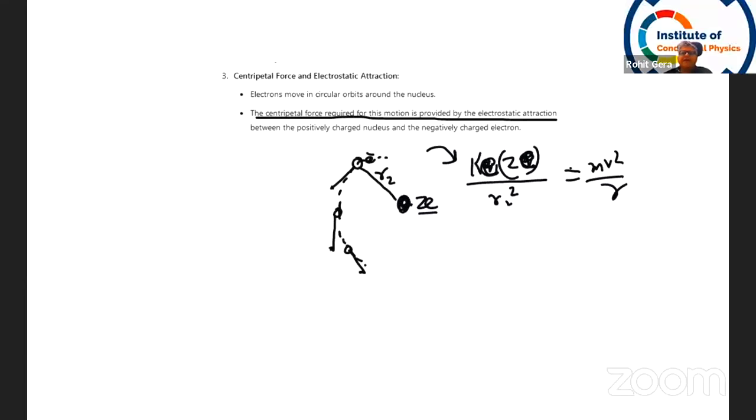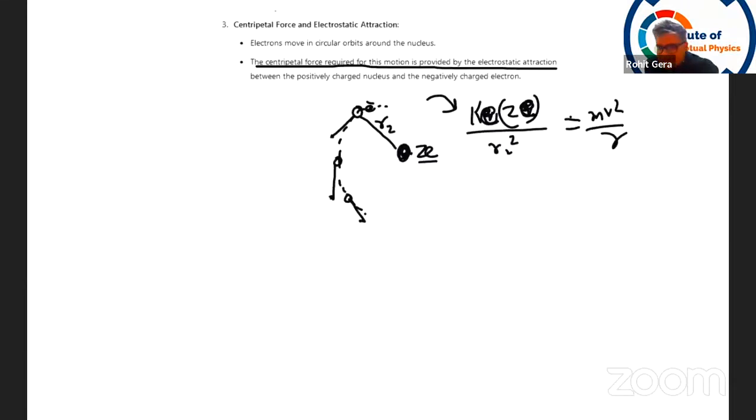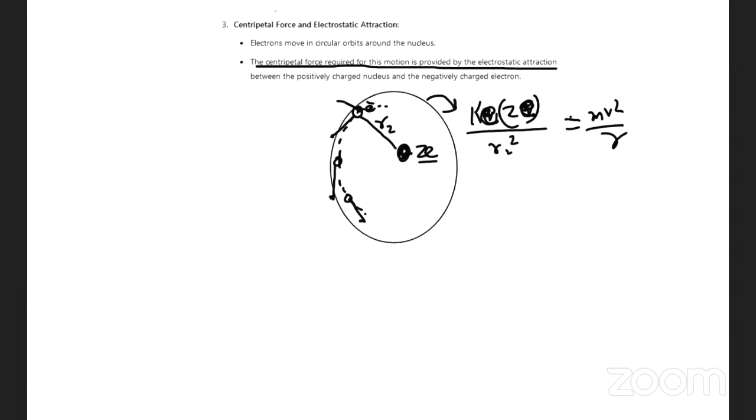And similarly, there is a potential energy also between them, right? If somebody asks what is the energy concept, it is electrostatic energy. So this electron, which is moving in a circle like this, let me just draw the circle here.